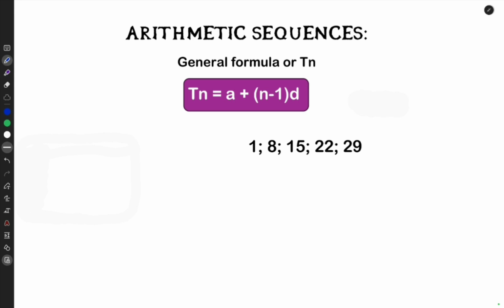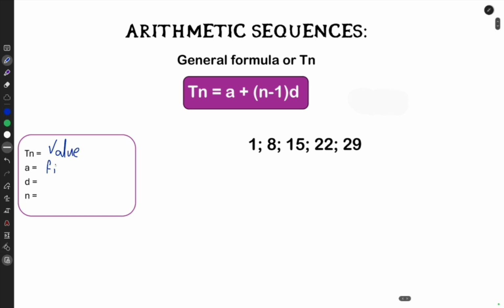So in this case, Tn stands for the value of a term. A is always the first term. D is always the constant difference. And then N stands for the position of the term. Okay, so N is position. If I look at the number 29, I know its value is 29, but in the sequence, it's actually the 4th number in this linear sequence or this arithmetic sequence.